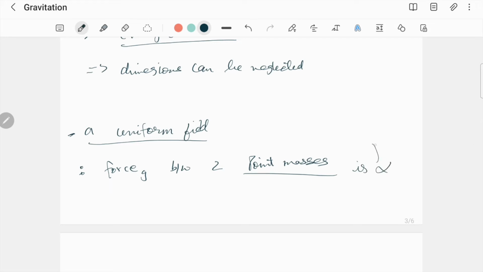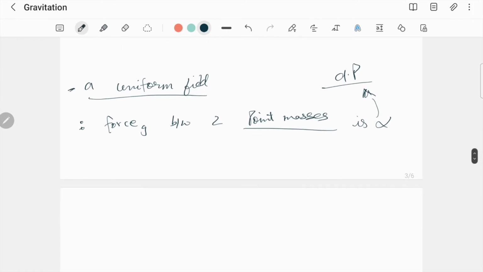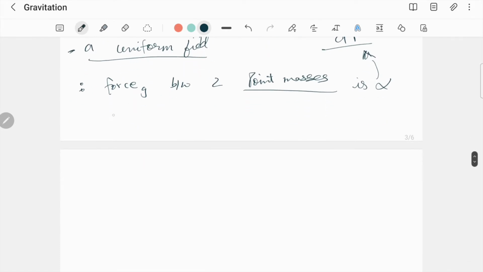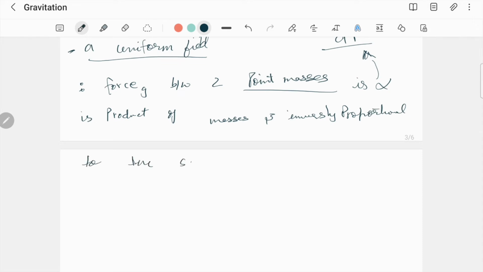Force between two point masses is directly proportional. This is the symbol that we use for directly proportional. I'm not going to write it down for you as I'm speaking it already. Is the product of the masses, and inversely proportional to the square of their separation. To the square of their separation.